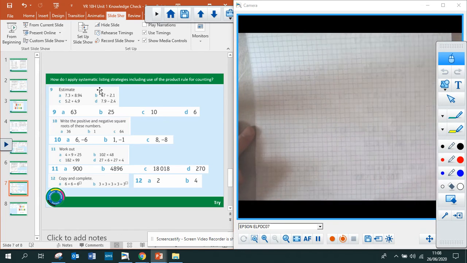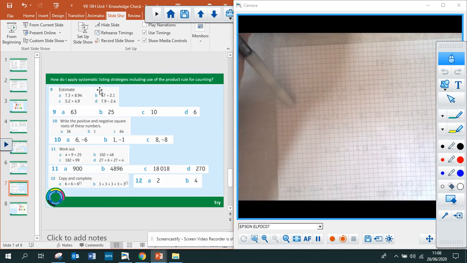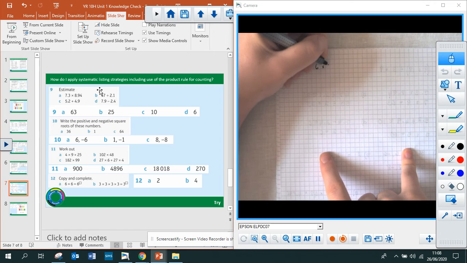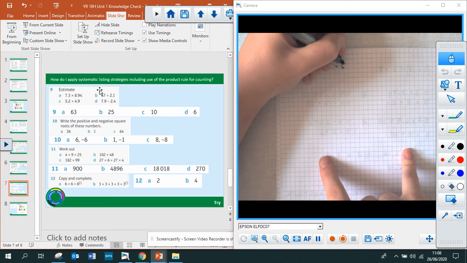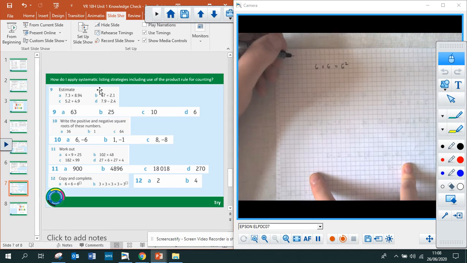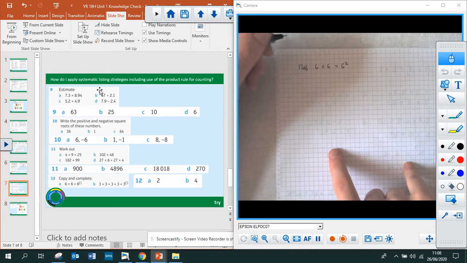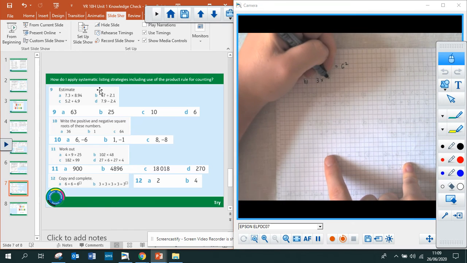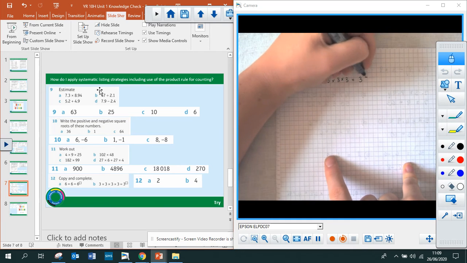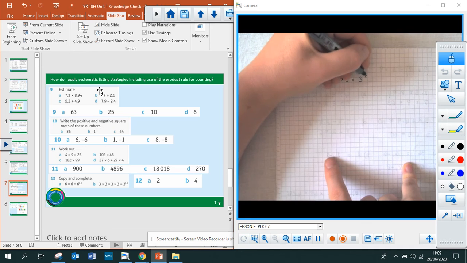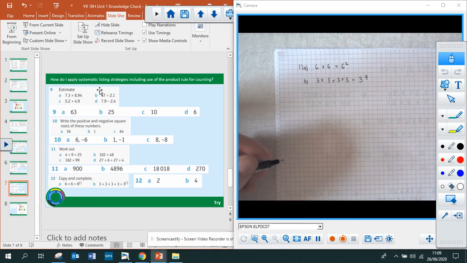Next question. It says copy and complete. Okay, so you have 6 times 6. And that's saying it's equal to 6 to the power of what? Well, there's two 6's, so it's 6 squared. 6 to the power of 2. That's 12a. And then for 12b, you've got 3 times 3 times 3 times 3. And they're saying that's equal to 3 to the power of what? Well, there's 4 3's. We're multiplying 3 by itself 4 times, so it's equal to 3 to the power of 4. Okay?